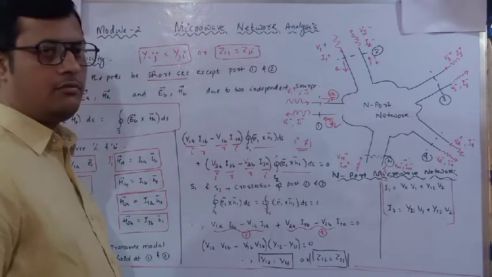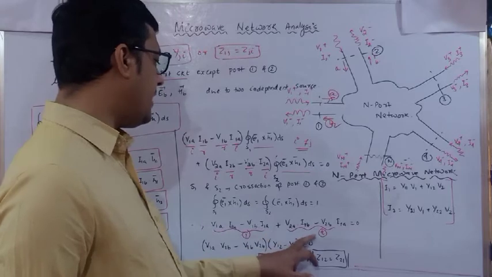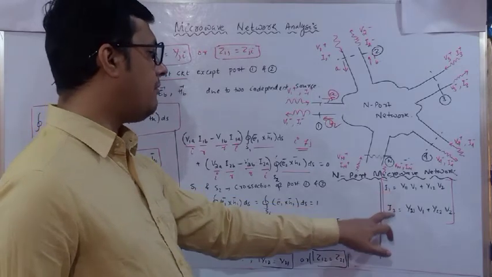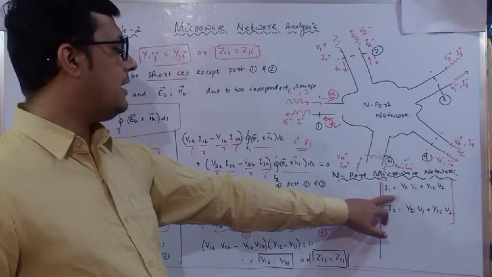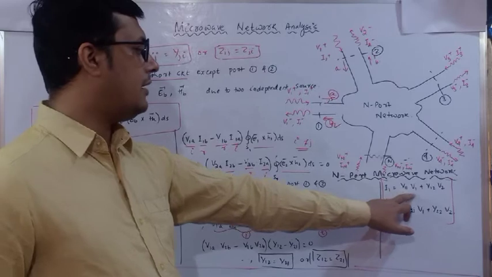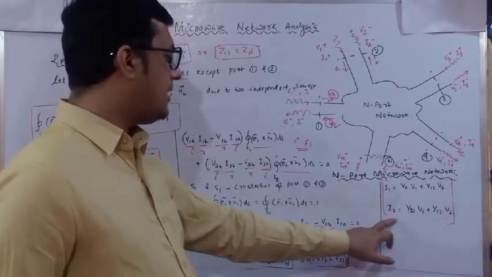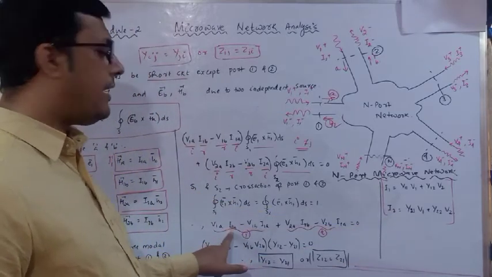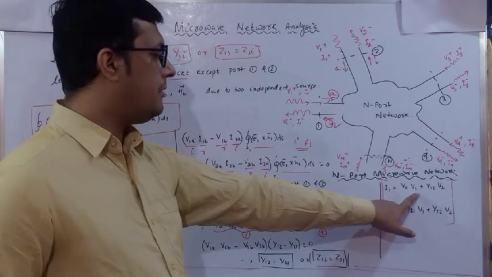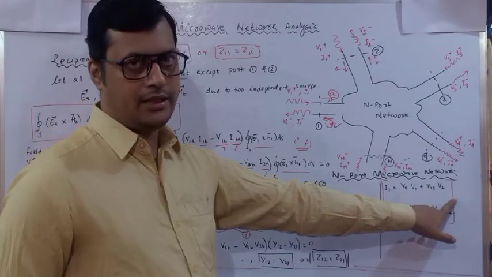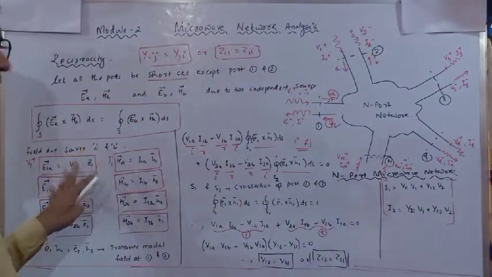Now what you have to do is substitute I1B, I1A, I2B, I2A in terms of I1 and I2. So when you write in terms of I1A, you will get Y11 V1A plus Y12 V2A. Similarly, when you write in terms of I1B, you will get Y11 V1B plus Y12 V2B. Let me write that equation for you. Up to this it is clear. I will erase this.